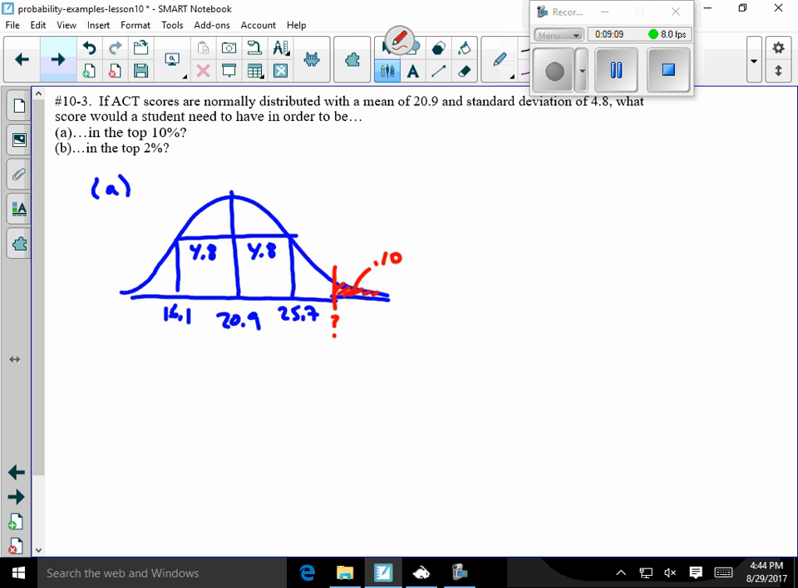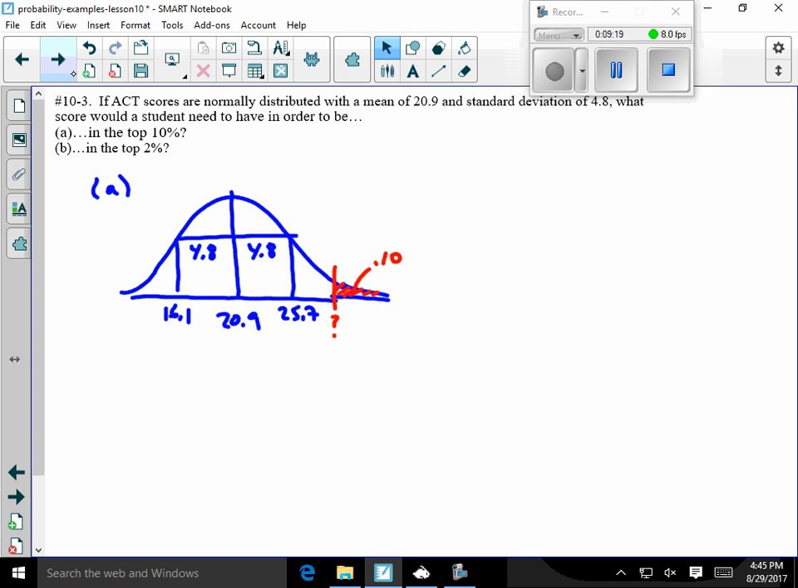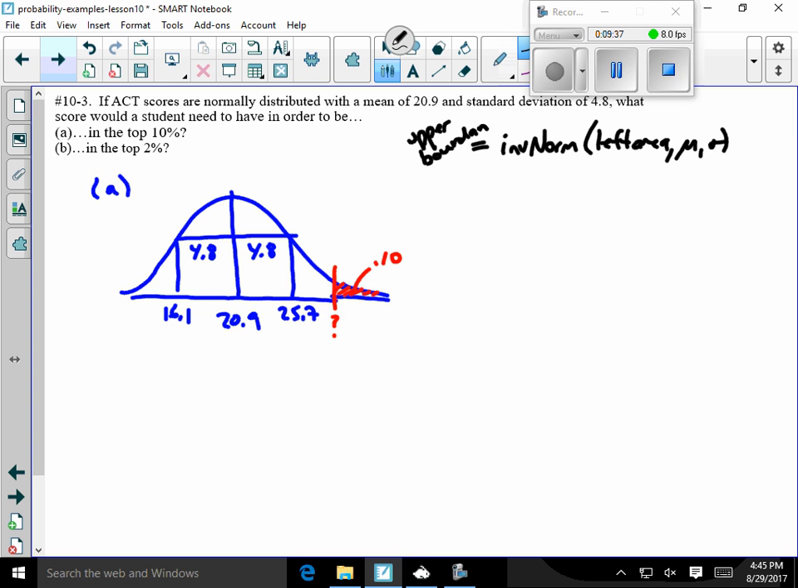So unlike the problem where we used normal CDF before, where we could go from a boundary or boundaries to an area, we need a different calculator function to go from area to a boundary, okay? And that function is the inverse normal function. With the inverse normal function, we have to put the left area in along with the mean and the standard deviation, and what it returns is the upper boundary of an area. Okay, so here, I could use the inverse normal function to find this.